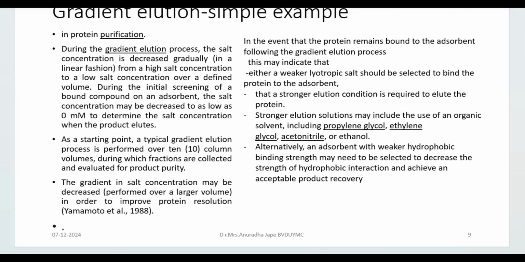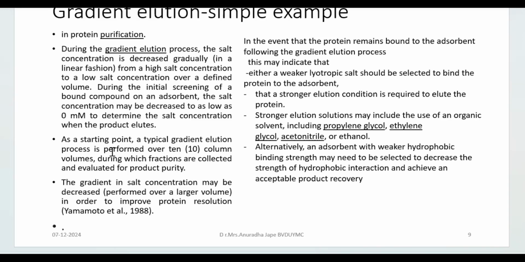So 0 to 10, so 1 micromole or 1 millimole, depends on the system, to 10 millimoles. So 10 fractions. For each of these, you will get 1 aliquot of the analyte, and you will get to know how it is affecting the separation after analyzing that eluent.